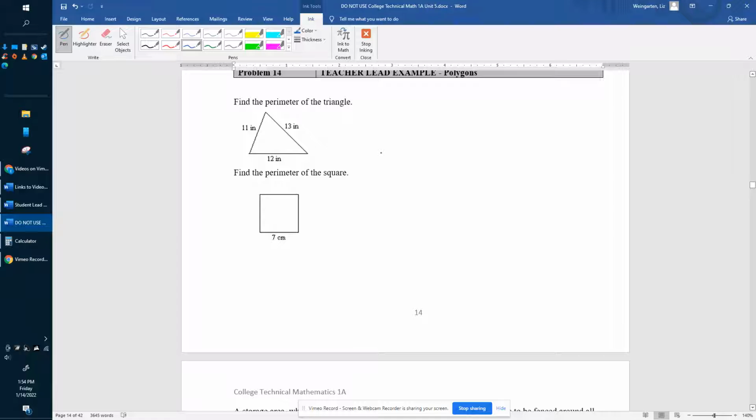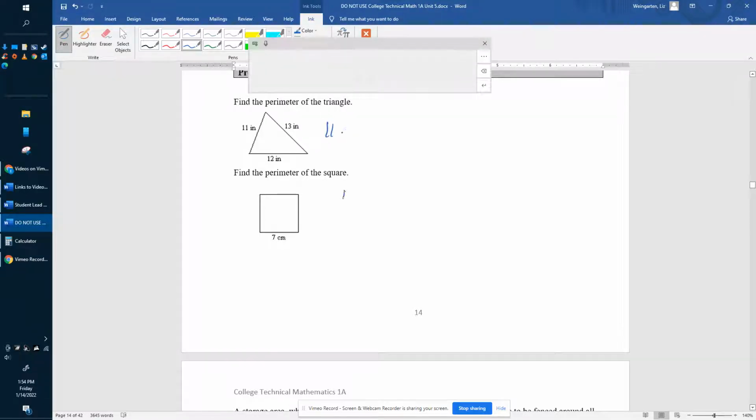11 plus 13 plus 12 equals, 13 plus 12 is 25, 36 inches. Make sure you have that unit at the end.